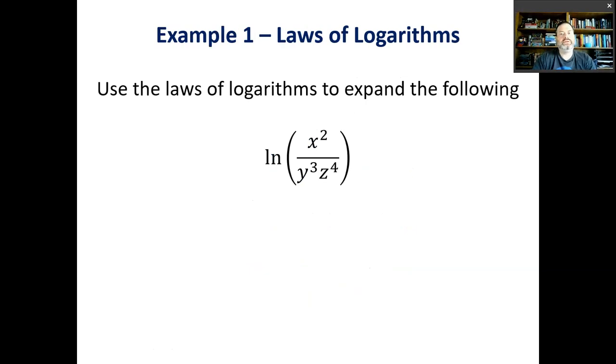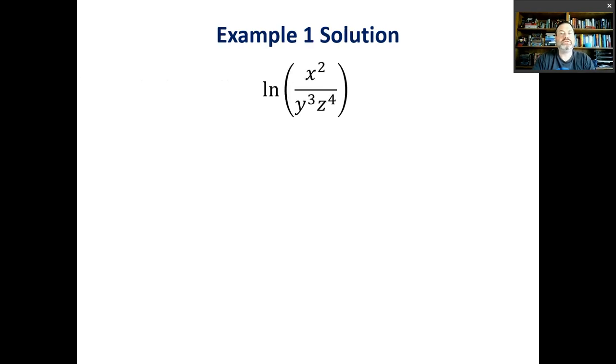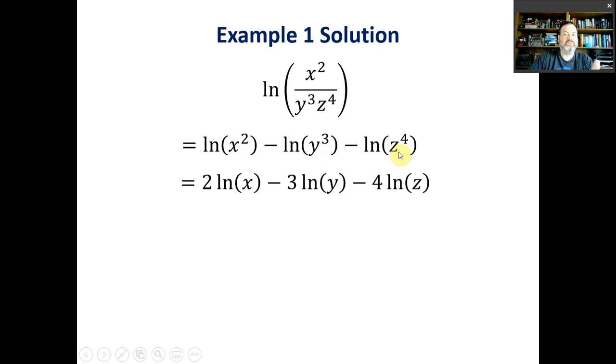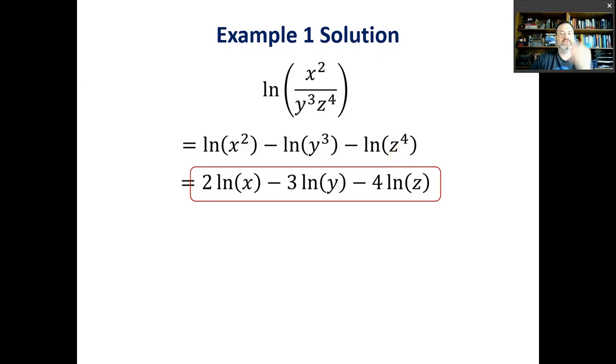So let's see how to do this. We want to expand this into a bunch of natural logs, right? So the first thing we do is you say, well, I see a division sign here. So this is going to be positive. This is in a denominator, so it's going to be negative. So you just distribute the natural log, and then anything in a denominator gets a negative sign. Anything in a numerator gets a positive sign. Now you can see that we have all of these exponents. We pull all those to the front, and that's your answer.